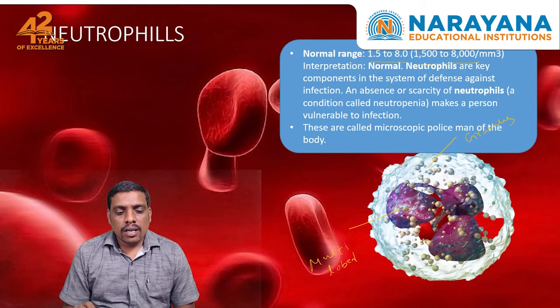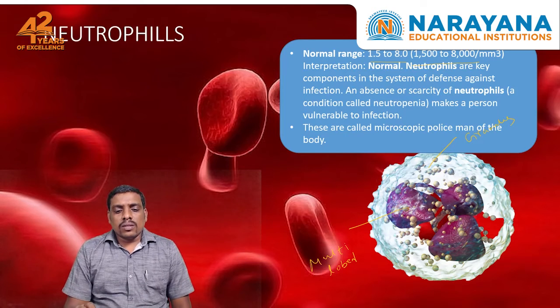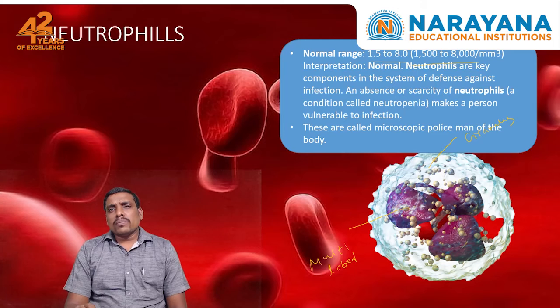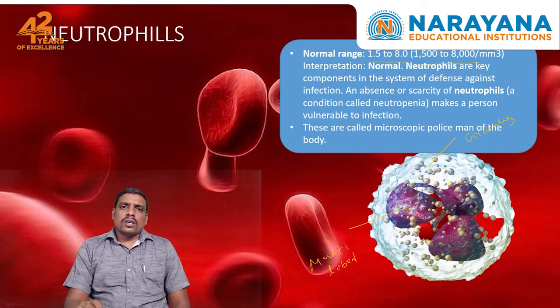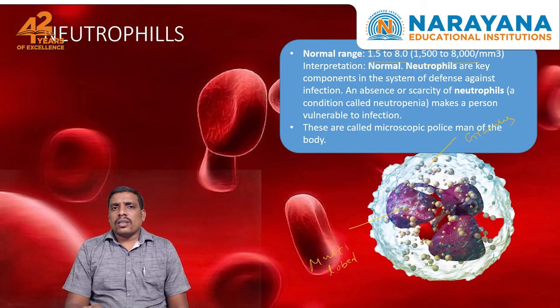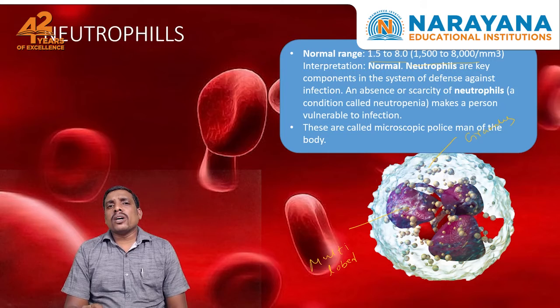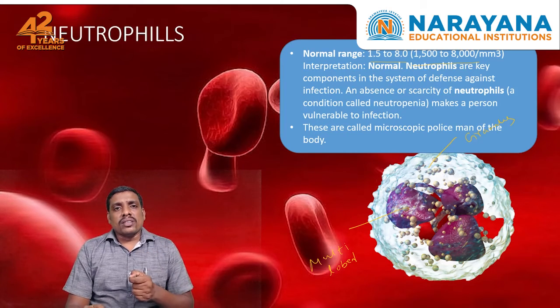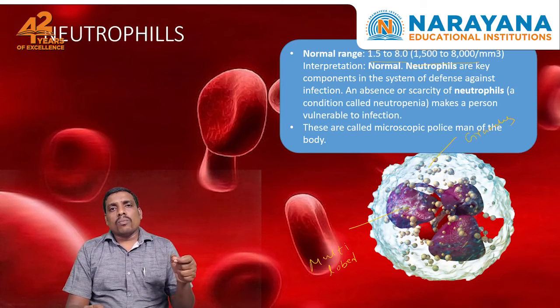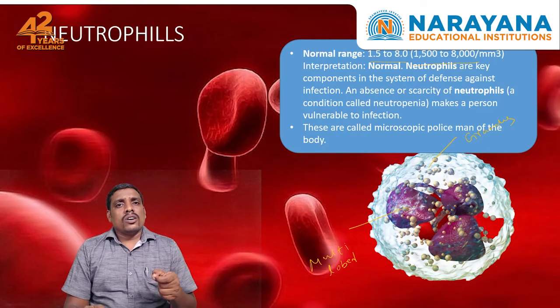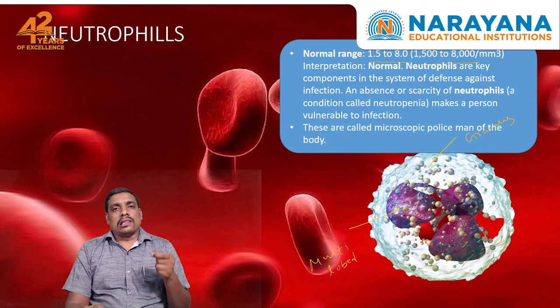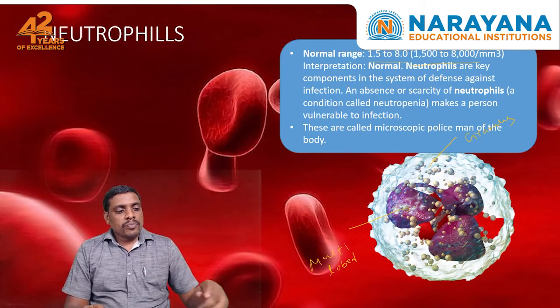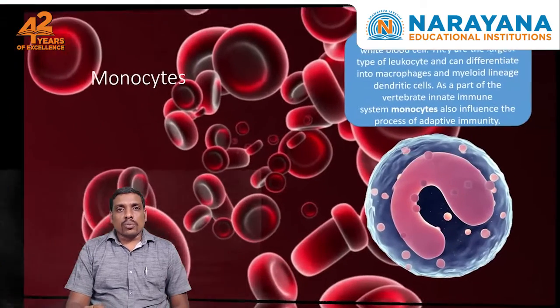Clear, students? Here, these are some of the neutrophils. They are fighting against disease-causing organisms. Some of them are protecting our body, making a defense fence in the blood or in the body to keep our body healthy. So, neutrophils are microscopic policemen.